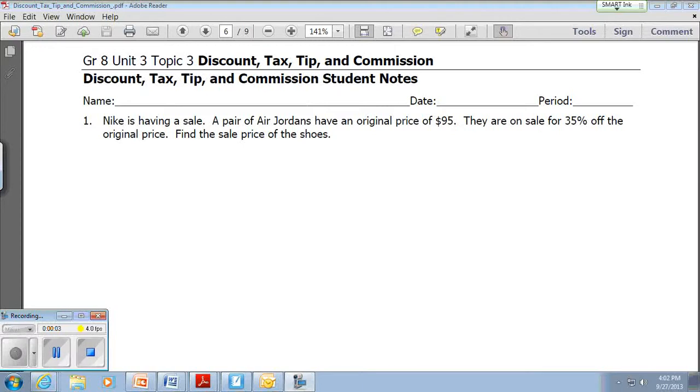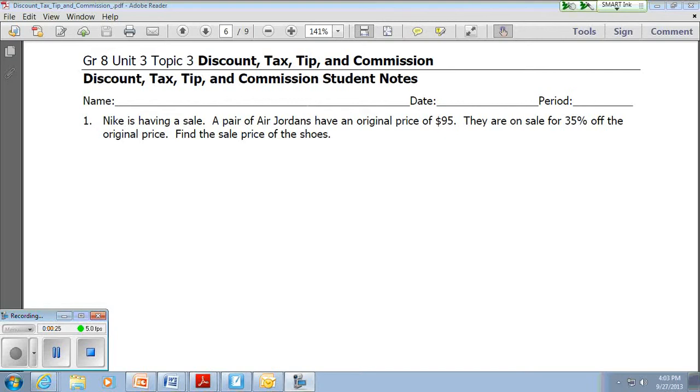Okay, this is Miss Whitaker, and I want to go over some problems on the notes for discount, tax, tip, and commission, and then let you work the second page of problems. So let's start, and remember using our percent bars to solve these and to set up our proportions. That's what I'm going to use for number one.